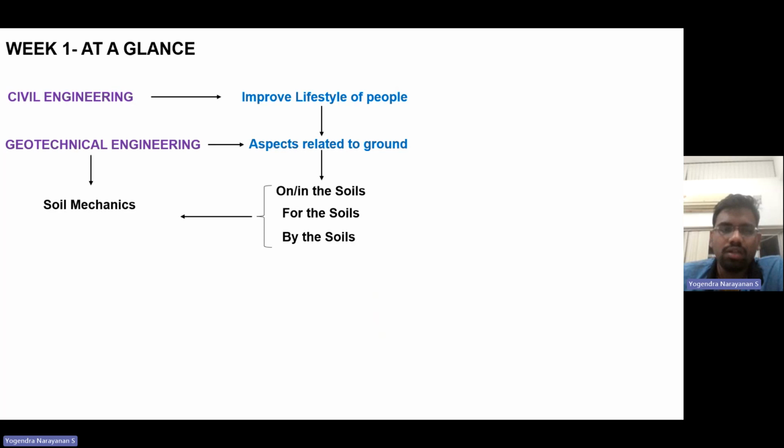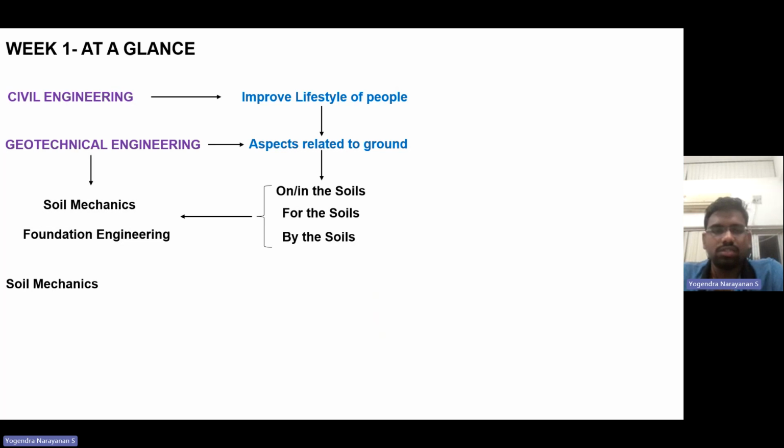So to cover all the aspects, it is essential to understand the mechanics of soil, that is how soil behaves, and how the properties of soils, that is soil mechanics, can be applied for these structures, which essentially gets covered in the subsequent courses, which are usually named foundation engineering.